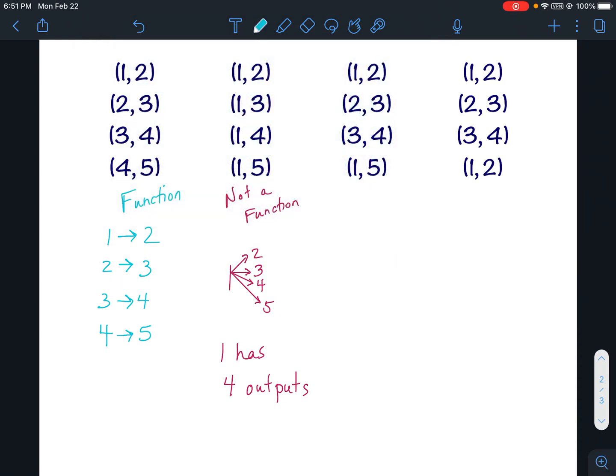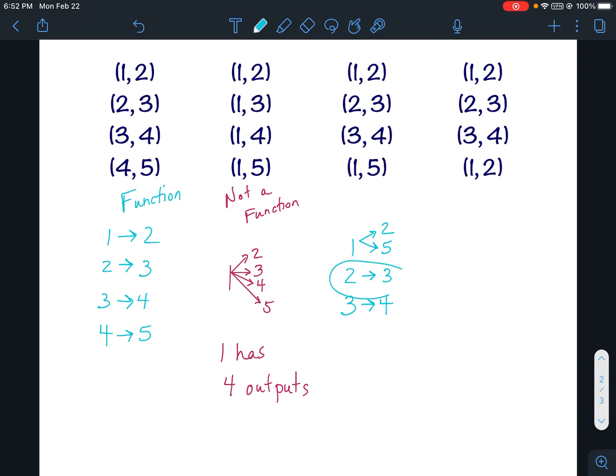All right, let's look at the next one. Let's look at this. So I've got input 1, then I have 2, then I have 3, and then I have 1 again. Well, for the first one, for the 1, the output is 2. For the 2, the output is 3. For the 3, the output is 4. But for the last one, I go back to 1, and my output is 5.